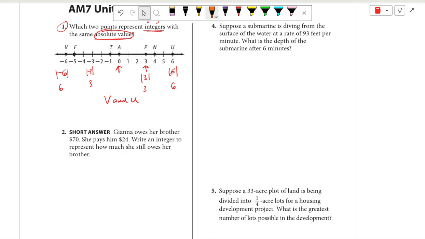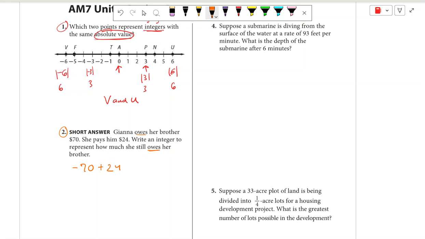Now for number 2. Gianna owes her brother $70. Now owing is a negative value, so we're going to write down negative 70. She pays him $24, so we'll be paying him $24. Write an integer, that's a positive or negative, possibly 0, to represent how much she still owes her brother.